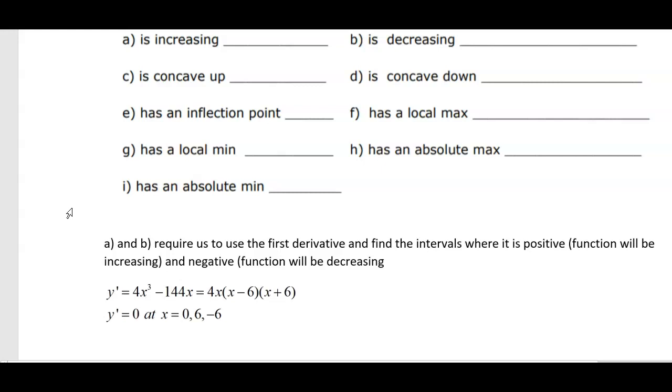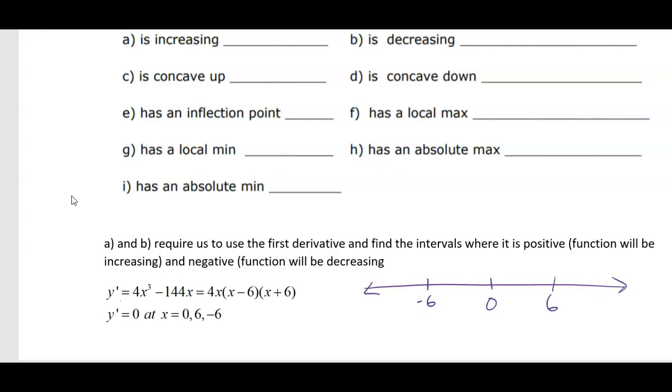Parts A and B ask, where's the function increasing and where is it decreasing? So I've taken the first derivative, hopefully you got that far, and then I found the zeros. There are 3 of them. Often students forget that 0. So you've got one at negative 6, one at 0, and one at 6.